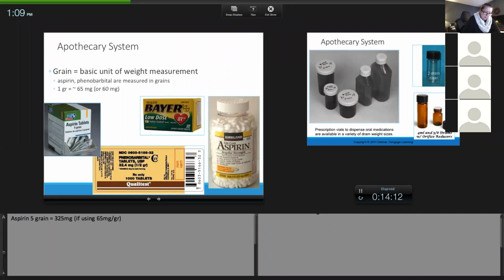Let's see. What did I just say? 65 divided by 2, 32.5. So that says 32.4. So phenobarb tablets come in quarter grain, half grain, and grain. So they come in different strengths.